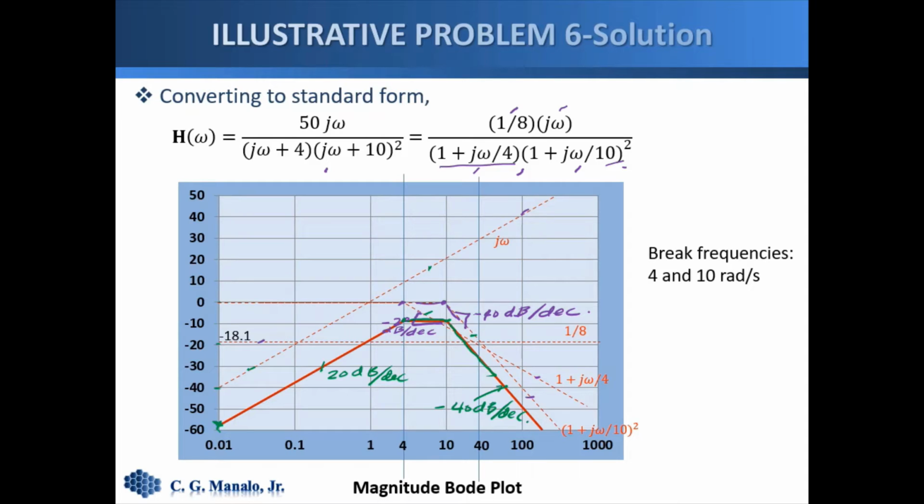So the break frequencies are this point and this point. So that's 4 and 10 radians per second.